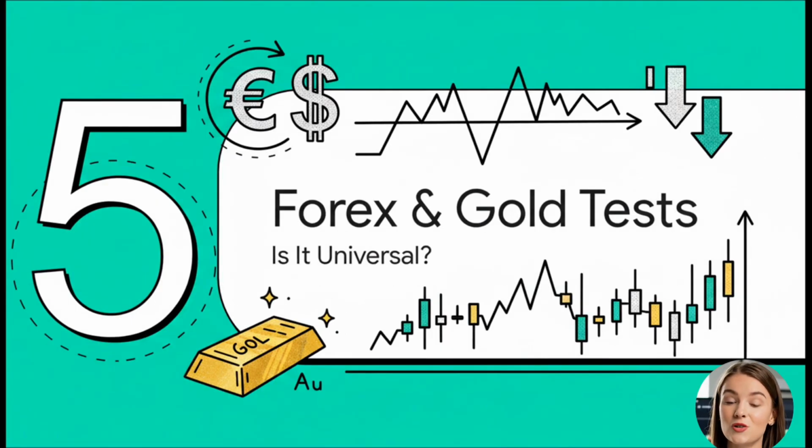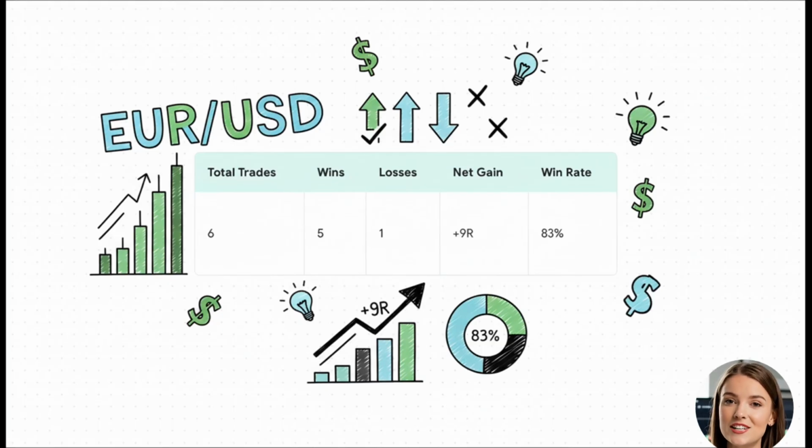Okay, so the strategy seems to handle crypto pretty well, but is it just a one-trick pony? To find out, the source material tested it on two other huge markets: Forex, specifically the euro versus the US dollar, and of course, gold. And check this out. The Forex test on Euro USD came back with even stronger results. Out of 6 trades, 5 were winners, with only one single loss. That generated a total gain of 9R with a whopping 83% win rate. It definitely seems like the logic holds up in the biggest financial market in the world.